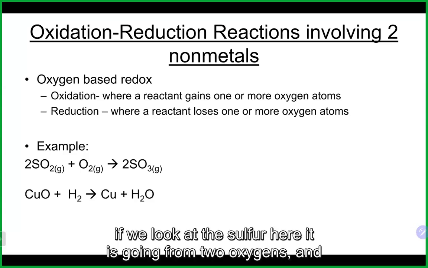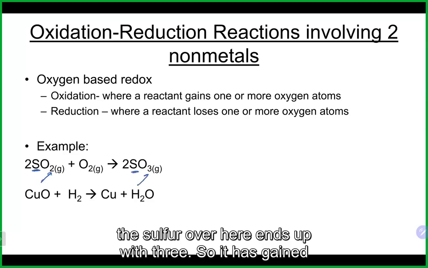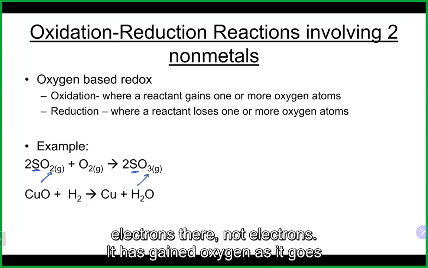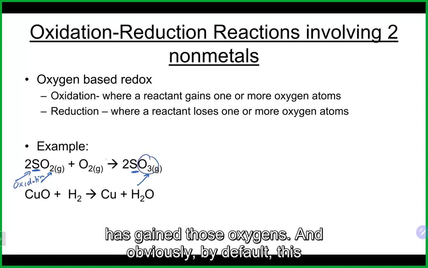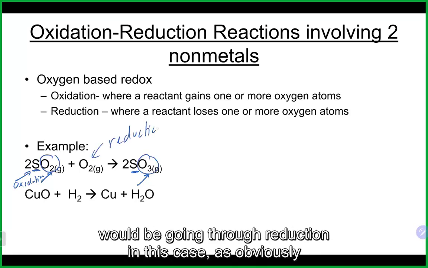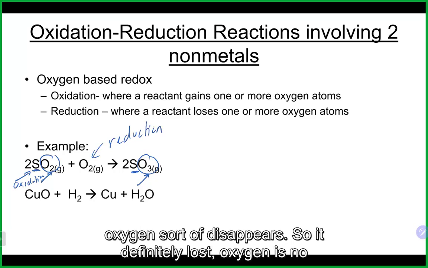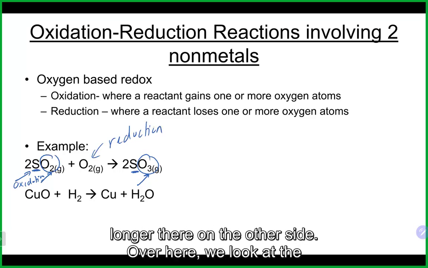So if we look at the sulfur here, it is going from 2 oxygens, and the sulfur over here ends up with 3. So it has gained oxygen as it goes from left to right. So this is going through oxidation as it has gained those oxygens. And obviously by default, this would be going through reduction in this case, as the oxygen disappears. So it definitely lost oxygen, and it is no longer there on the other side.